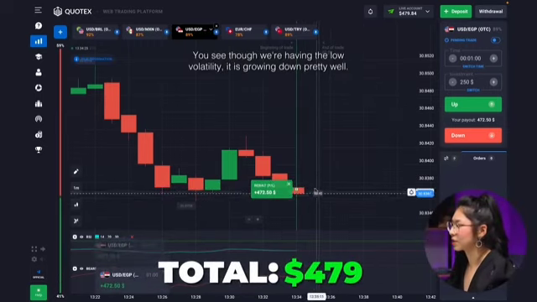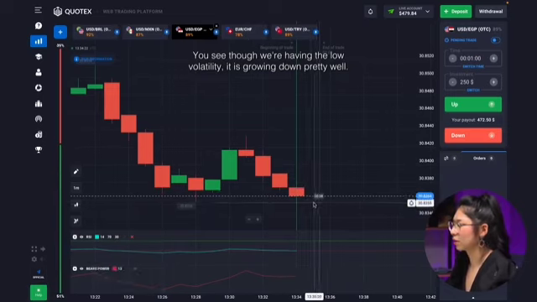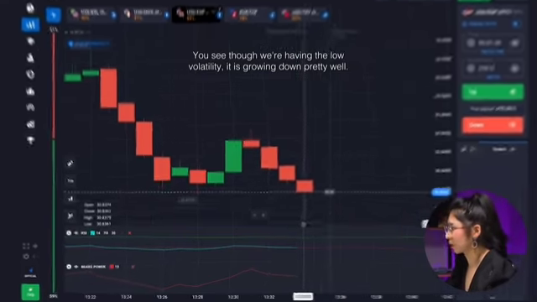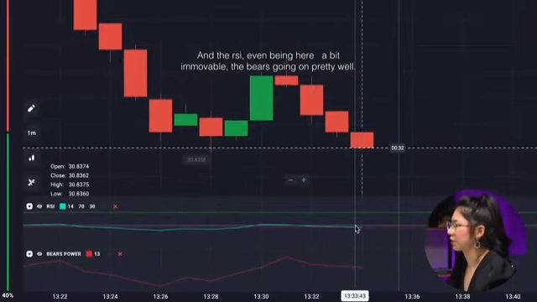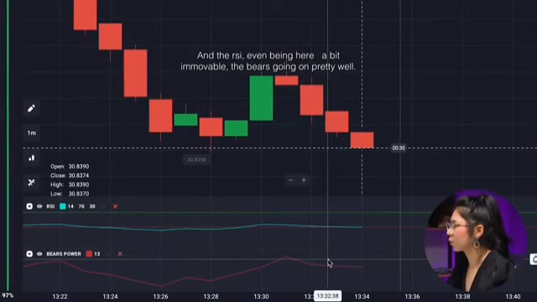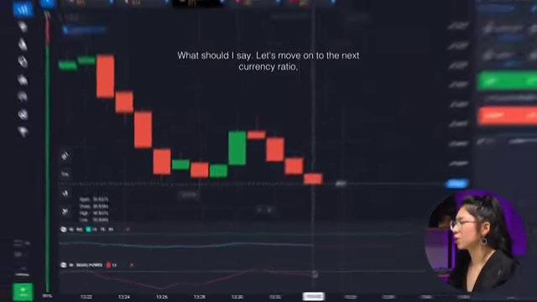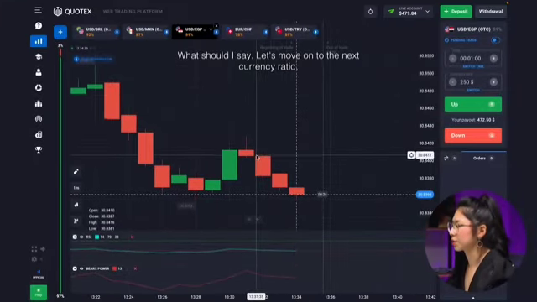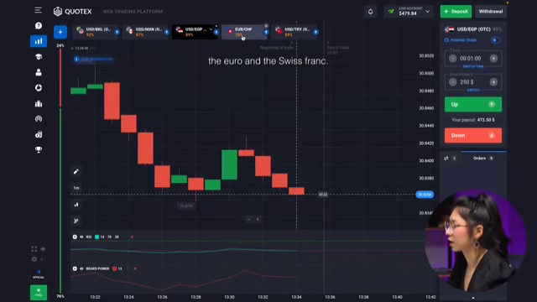Guys, perfect case. You see now we're having low volatility, it's going down pretty well, and the RSI has even been a bit immovable here. The bears are going pretty well, and that's best, guys. What should I say? Let's move on to the next currency ratio, the euro and the Swiss franc.